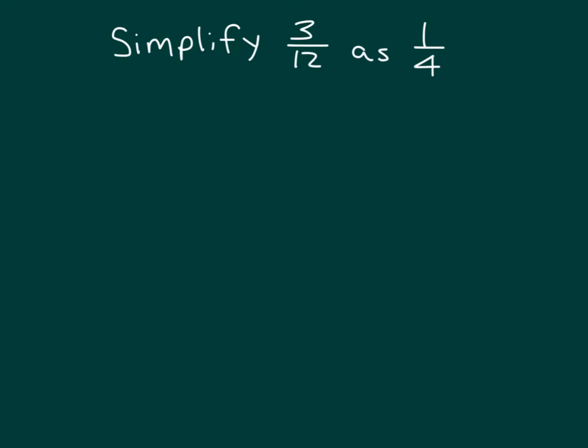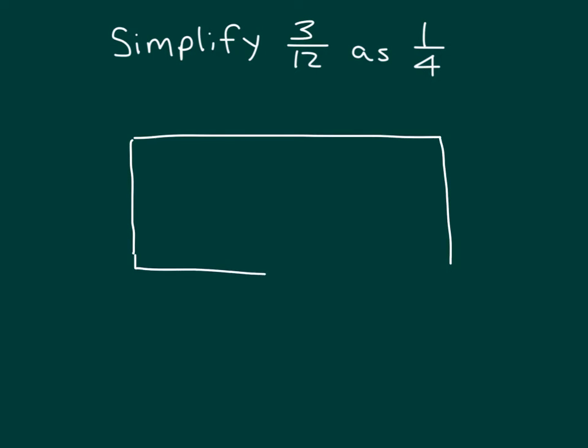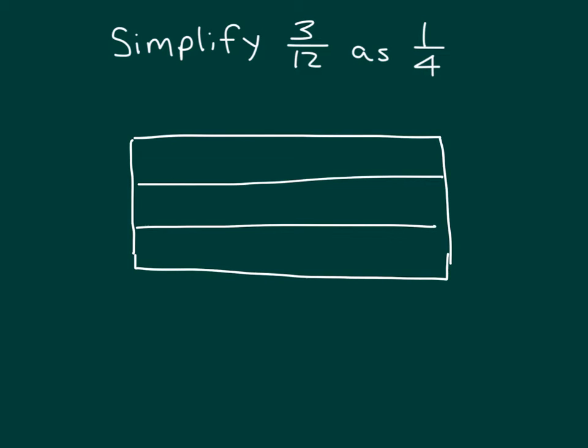Here we're asked to simplify 3/12 as 1/4. So much in the same way, we'll start again with that area model. Since the numerator is 3, we'll go ahead and separate this into 3 parts to begin with, and then we're looking at 12ths. So we'll go 1, 2, and 3 for those to get 12. How many of those are shaded? Well, it says 3/12, so 3 of those are shaded.